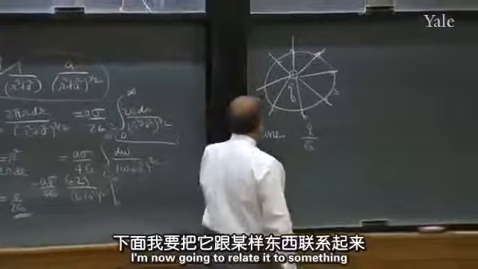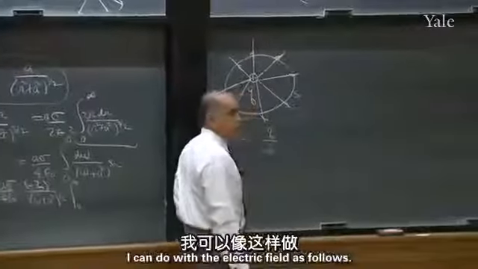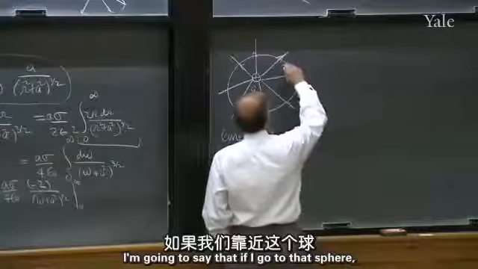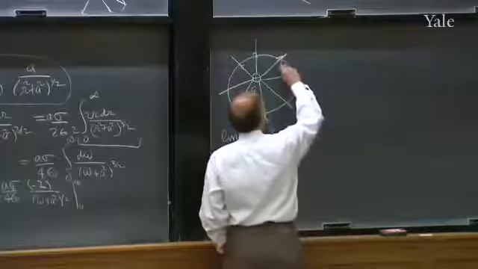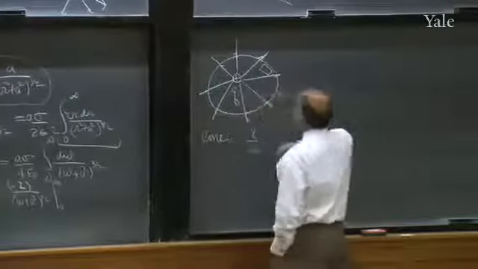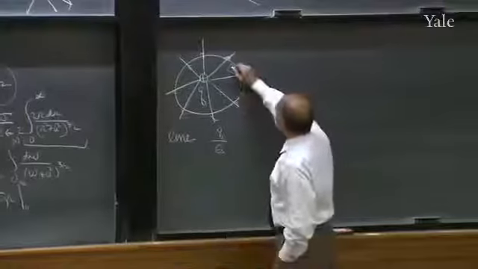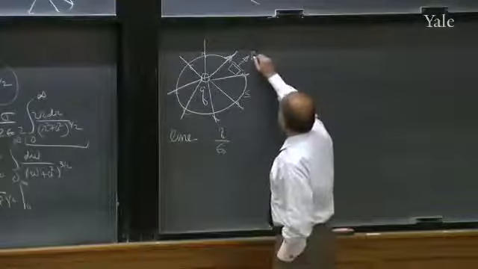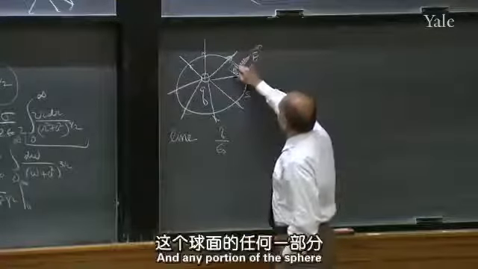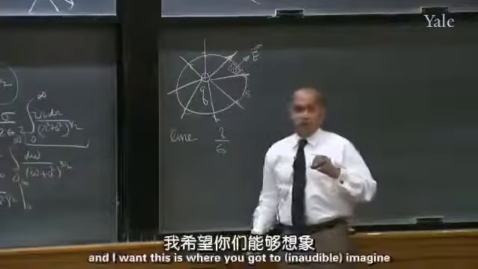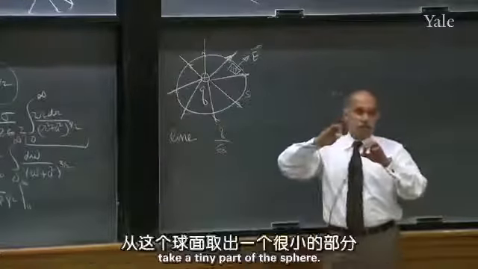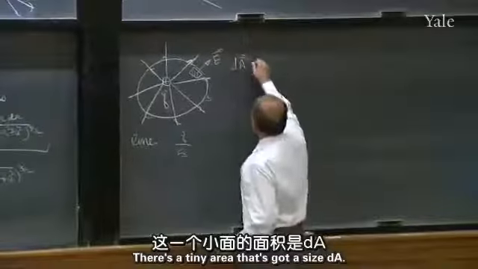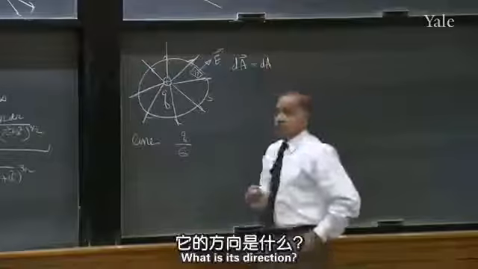I'm now going to relate it to something I can do with the electric field as follows. I'm going to say that if I go to that sphere, I look at the electric field. Electric field is in that direction, E. And at any portion of the sphere, imagine taking a tiny part of the sphere, a tiny area, it's got a size dA. What is its direction?